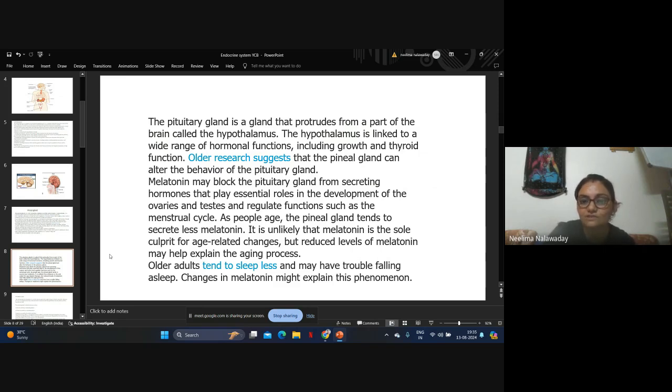As people age, the pineal gland tends to secrete less melatonin. That is natural. And it is unlikely that melatonin is the sole culprit for age-related changes, but reduced levels of melatonin may help explain the aging process. So older adults tend to sleep less and may have trouble falling asleep.